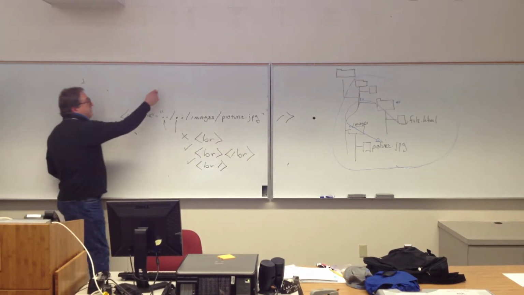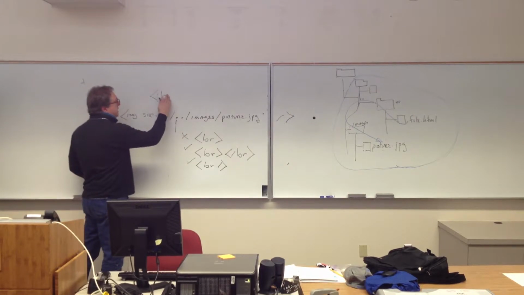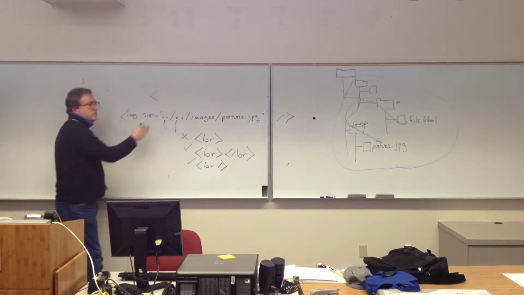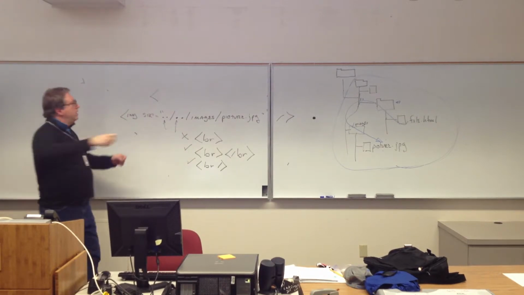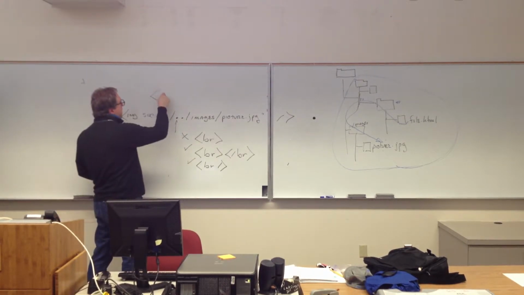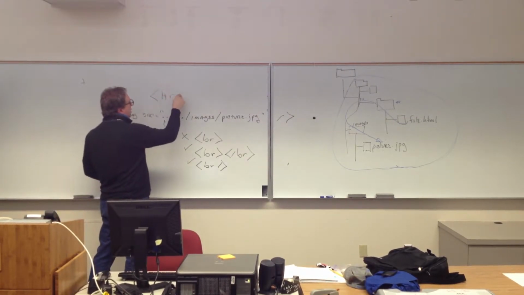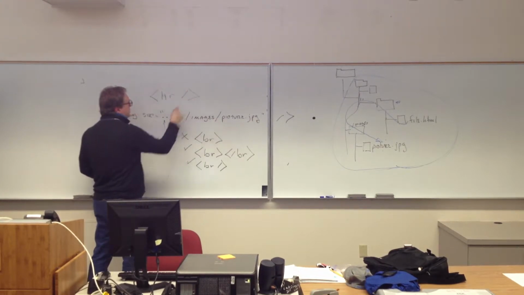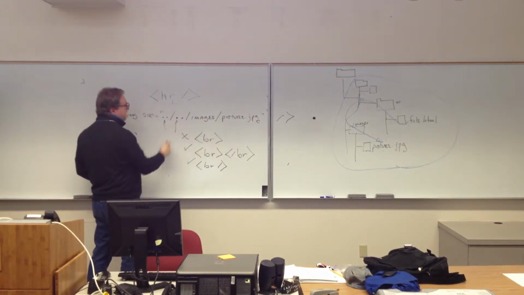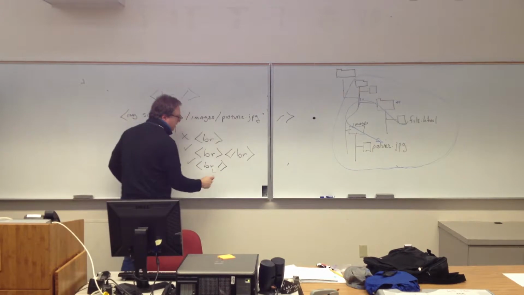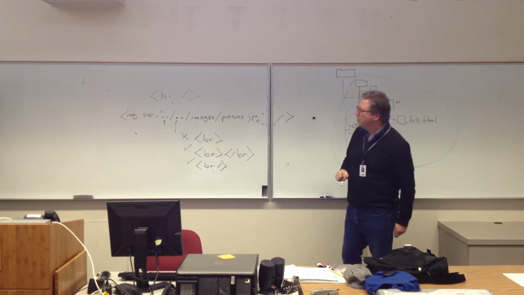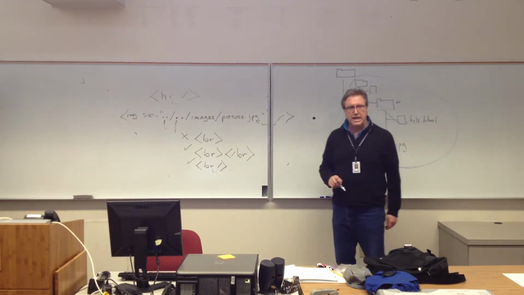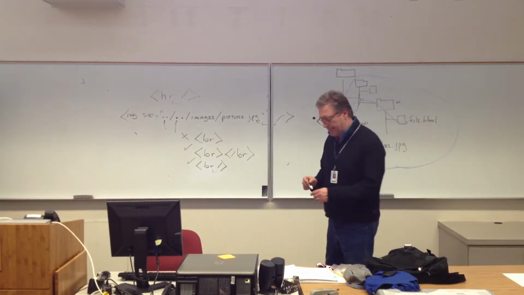Another example of a tag that closes itself is, how do you make a horizontal rule? How do you make a line? HR. H-R. And it closes itself. There's always a space here. There's always a space here. Always a space there. Okay, self-closing tags.